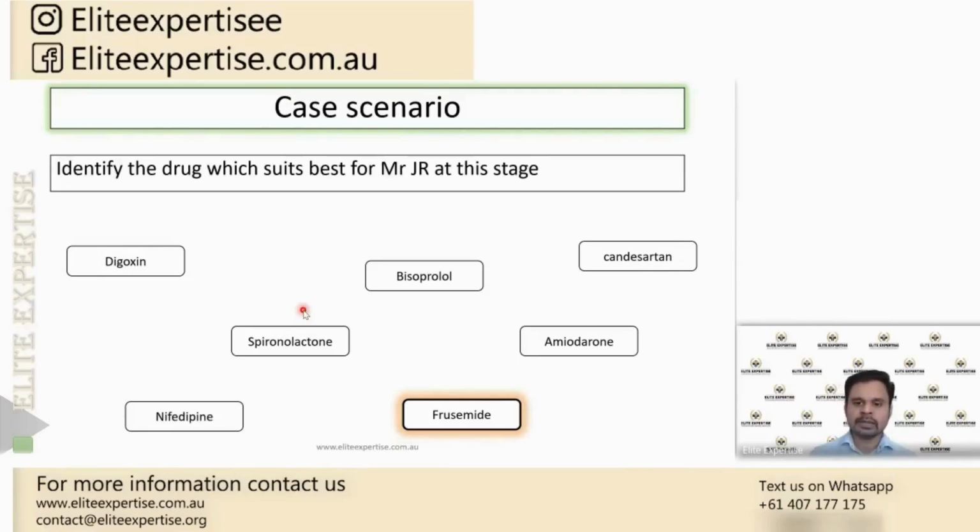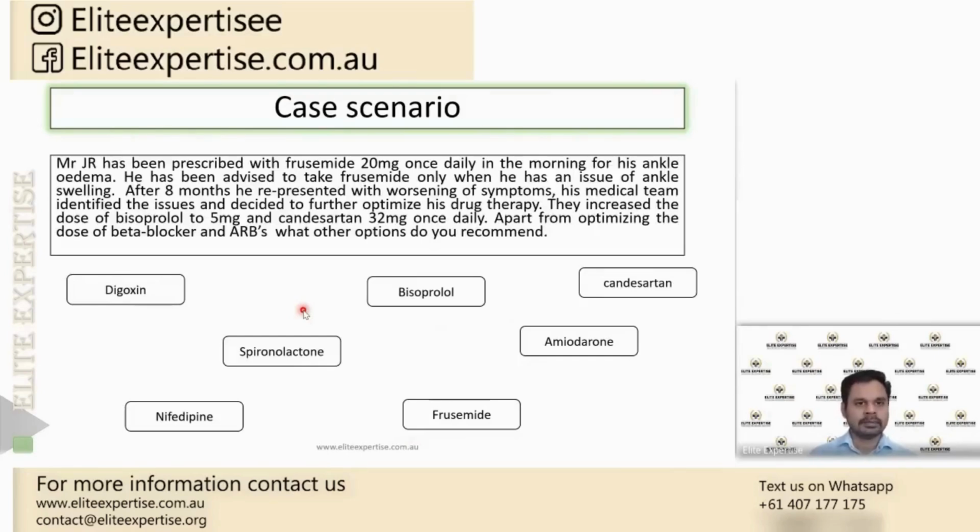So what happened? Mr. JR has been prescribed furosemide 20 milligram once daily in the morning for his ankle edema, and he has been advised to take furosemide only when he has ankle swelling. The doctors asked the patient to take it if he has that swelling, and if there are no symptoms, then he can stop using the furosemide. That is, furosemide can be used on an on-off basis.